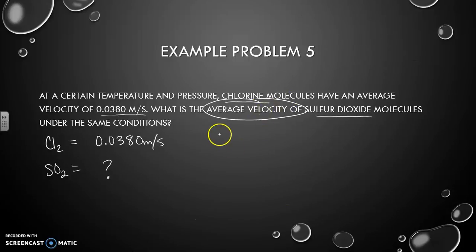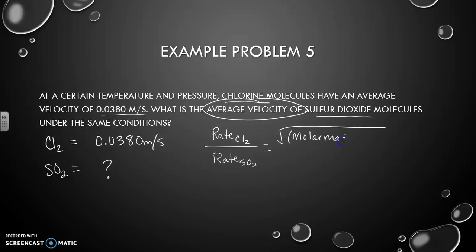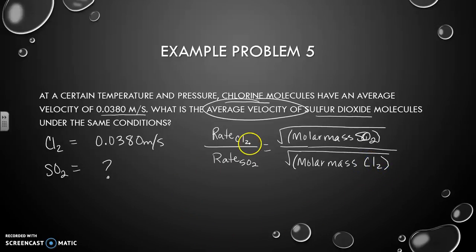I'm going to come back over here, and we know that the rate of chlorine over the rate of sulfur dioxide should be equal to the square root of the molar mass of sulfur dioxide, divided by the square root of the molar mass of chlorine molecules. That is a hot mess, sorry, and my pen keeps disappearing. All we have to do to solve for the rate of sulfur dioxide is plug these in here.